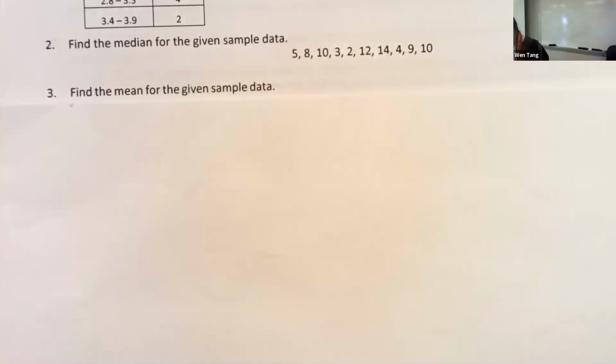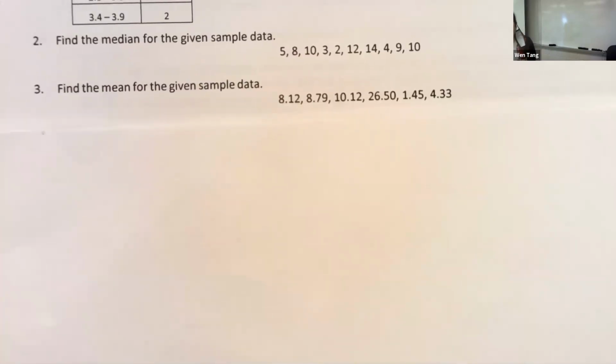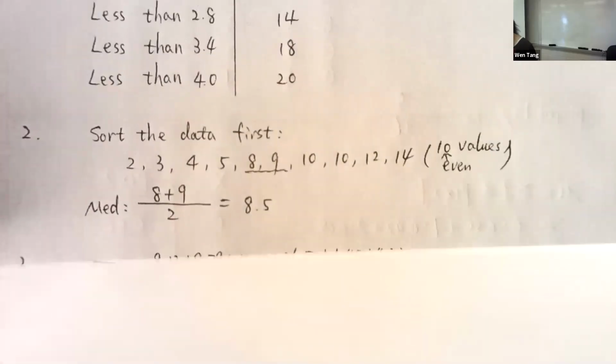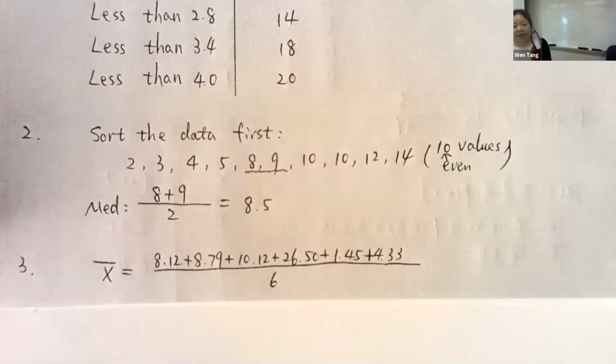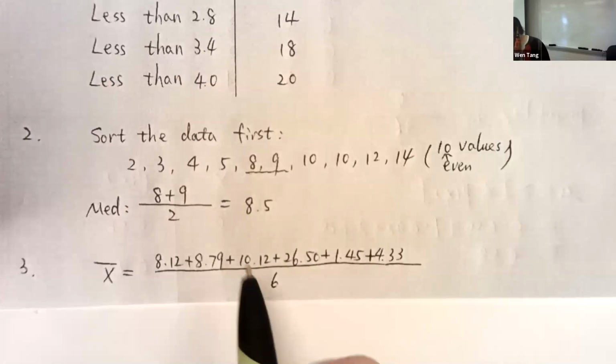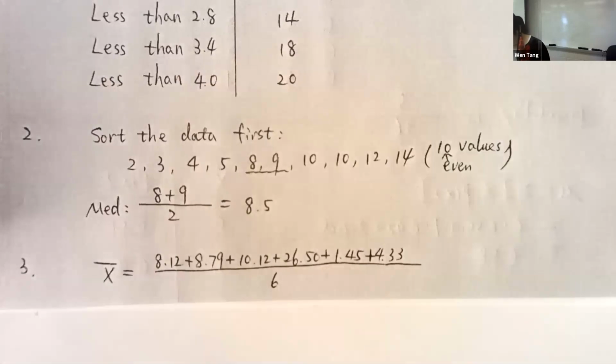So let's check the third one. This time we want to find the mean value for your data, okay? The mean value is just adding them up to find the sum. This is how we get the sum, right? We want to add all the values together. Then we know we have 6 values in total, so we need to divide the sum by 6.